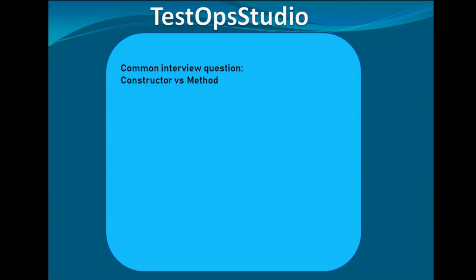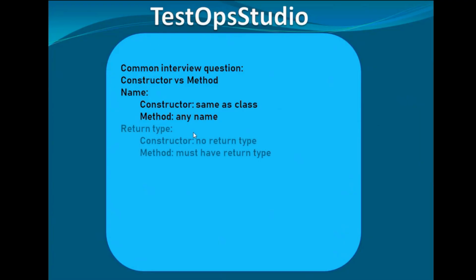Now let's talk about a common interview question, that is constructor versus method. Name: constructor has the same name as the class name. Method can be any name. The return type of constructor: there is no return type, no void, no nothing. Method must have some return type, and it does something.